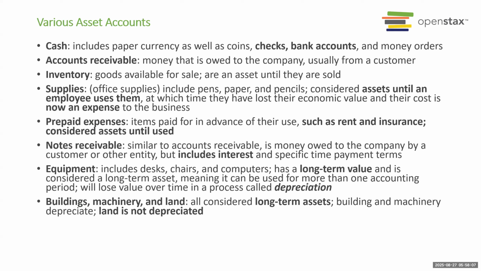We have notes receivable. Very similar to accounts receivable, but usually this is a longer term instrument and includes interest. We have equipment. These are desks, chairs, computers, trucks. This is long-term value, which means we'd usually depreciate it over time. So we expense it over time. We have buildings, machinery, and land. All of these are considered long-term assets. We depreciate buildings and machinery, but not land, because land never loses value.